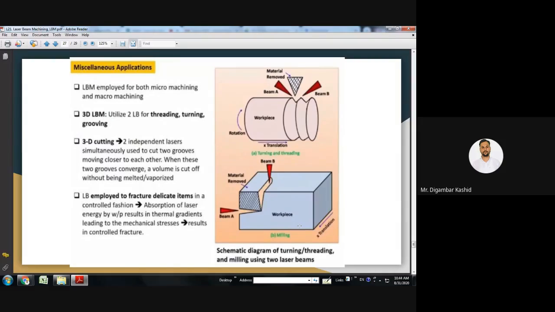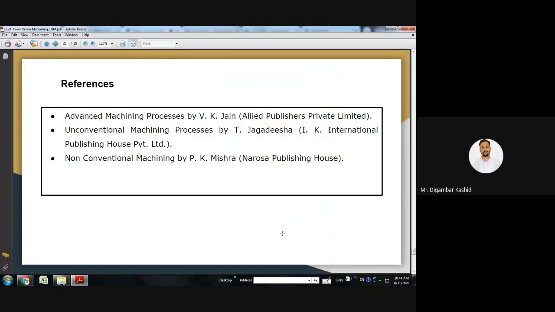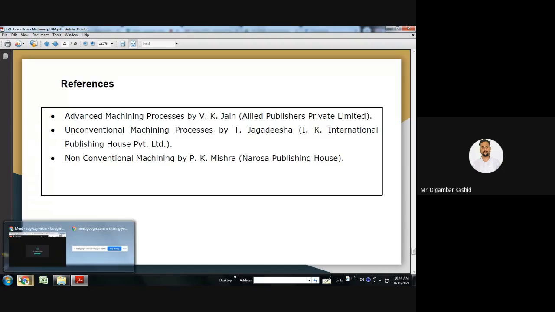So this is about our laser beam machining. In detail we have discussed this laser beam machining. Now shall we go for some videos about laser beam machining? Wait for just a minute.